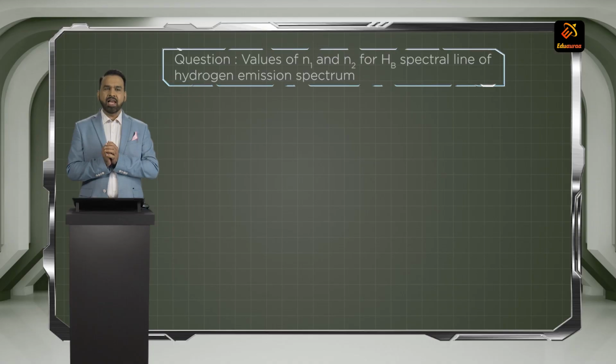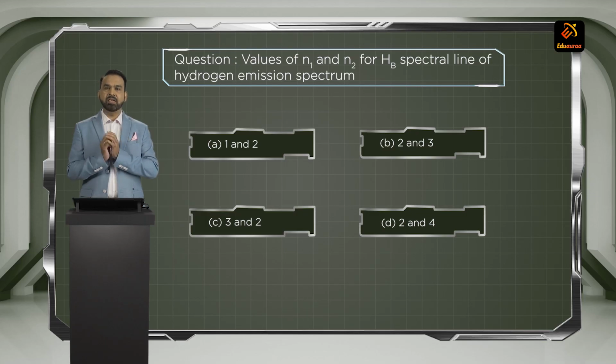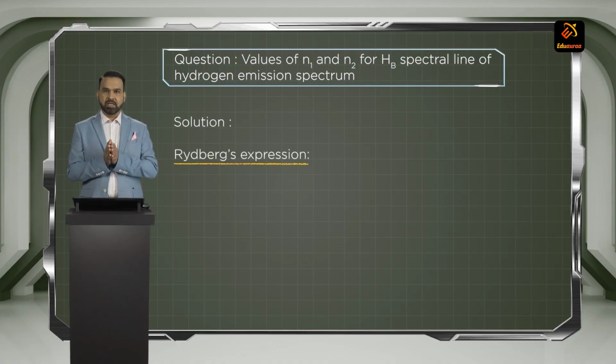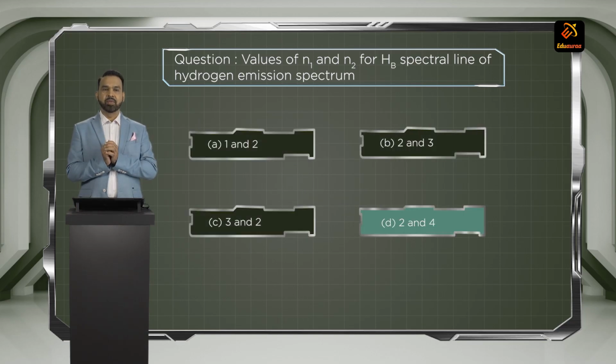Next question. Value of N1 and N2 for hydrogen spectrum emission is given as. The emission of hydrogen spectrum, when the values of N1 and N2 are given to you respectively, you will use Rydberg's expression, that is 1 upon lambda is equal to Rydberg's constant RH, which is equal to 1 upon N1 square minus 1 upon N2 square, and the answer should come in between 2 and 4. Yes, that is choice D.